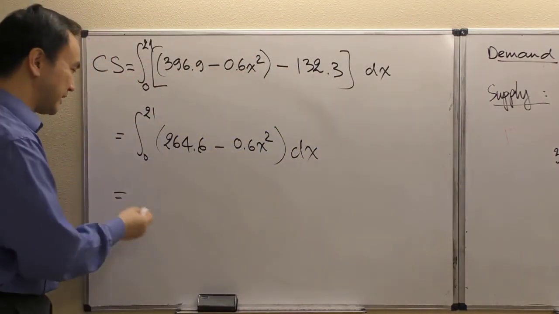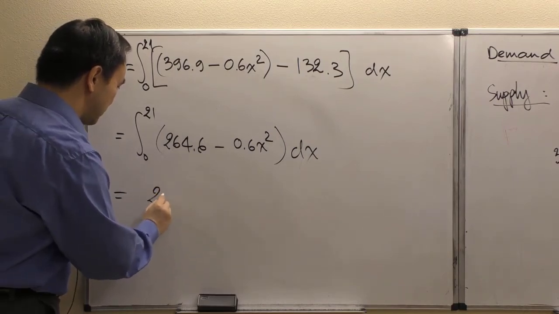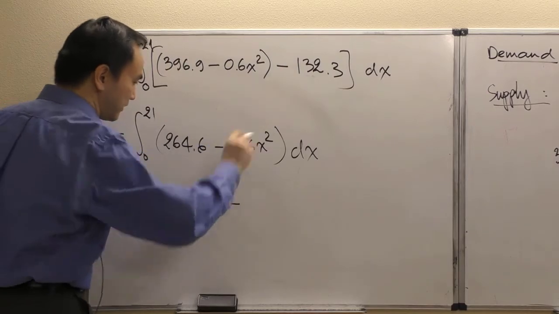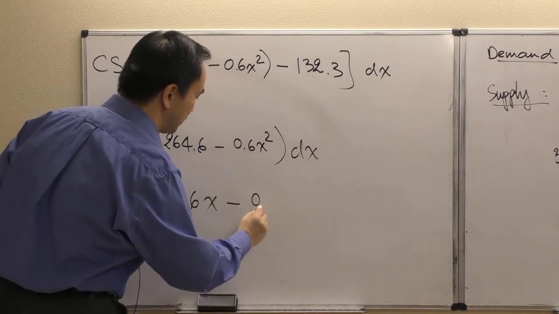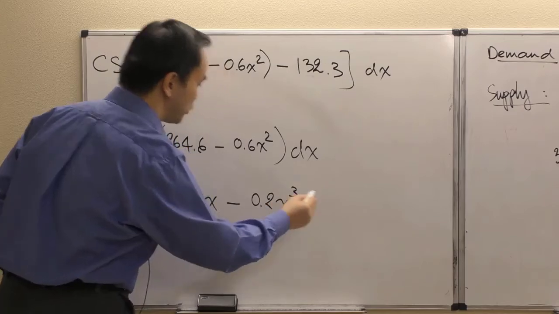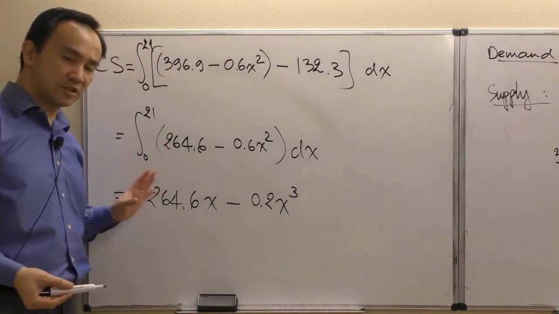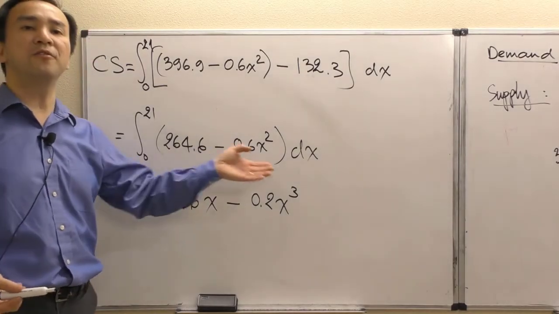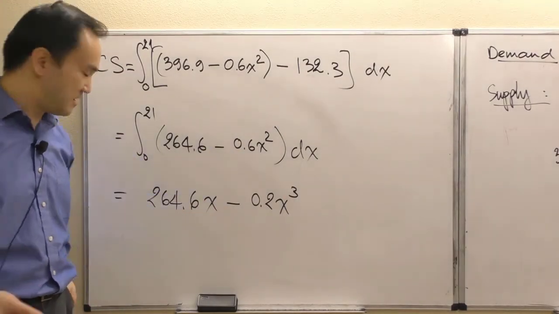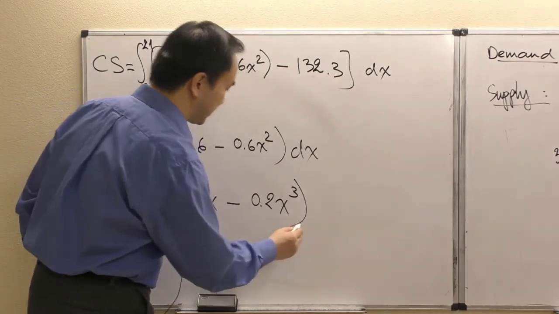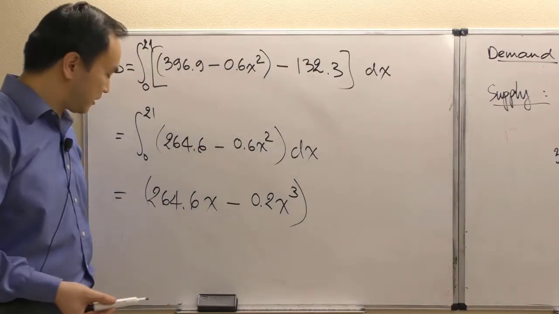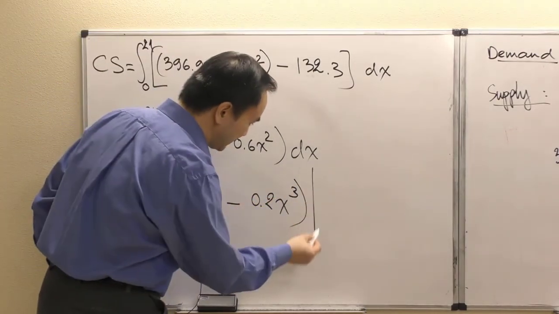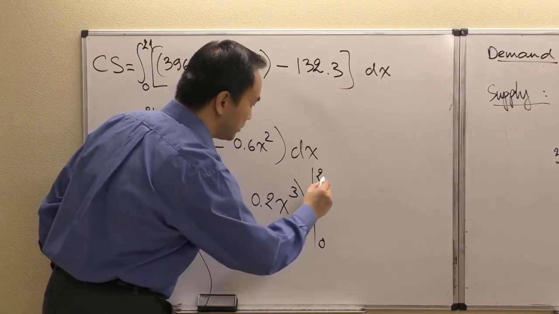Okay, so now here comes the antiderivative steps. We need 264.6 x minus, now taking the antiderivative here is going to give me 0.2 x cubed. Okay, and allow me to assume that anyone viewing this video is already fluent with how to find an antiderivative in general, and has also viewed my other video lesson on how to operate with the fundamental theorem of calculus. And now I'm going to evaluate from 0 to 21.